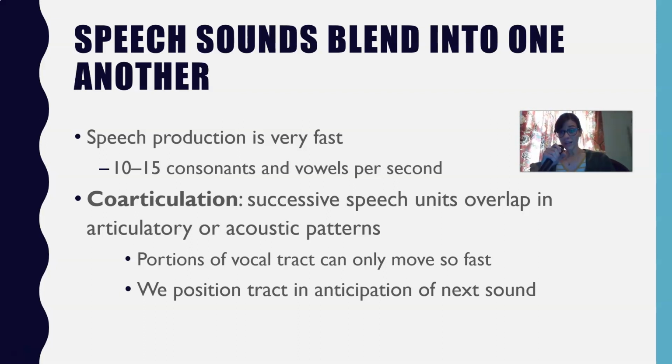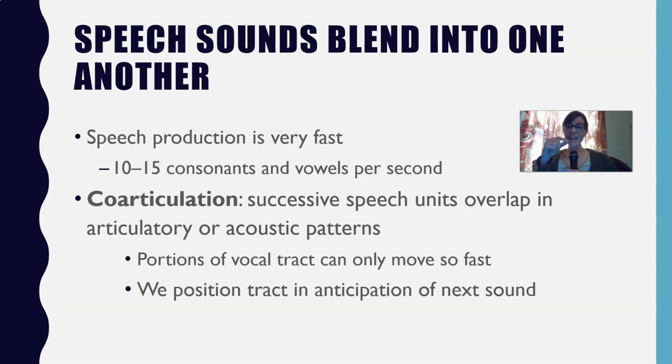Portions of your vocal tract are only going to move so fast. Y'all have sometimes seen this where I talk way too fast and it's almost like my tongue gets ahead of me. There is some amount of inertia in your vocal tract and it's only going to be able to move so fast, especially the jaw, the lips, and the tongue. Because we know that we have these motion limitations, we start anticipating the next sound that we have to produce, and we position the tract in anticipation of that. So these different sounds blend into each other. It's why the B in bill sounds different from the B in ball.